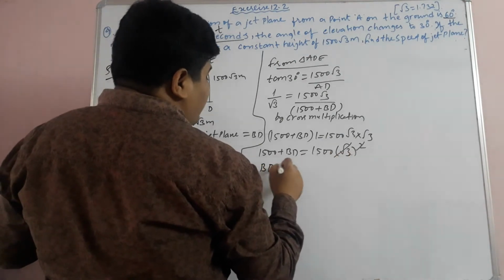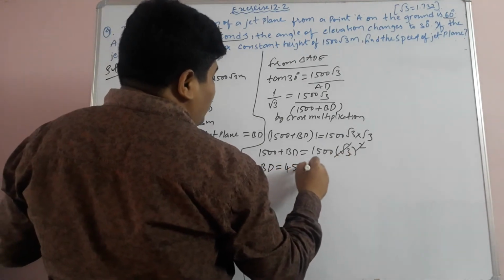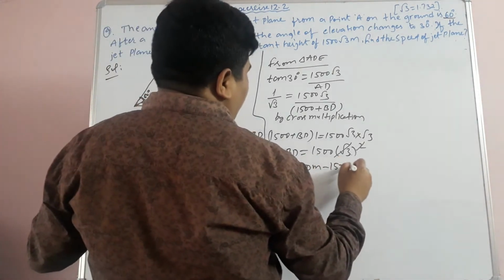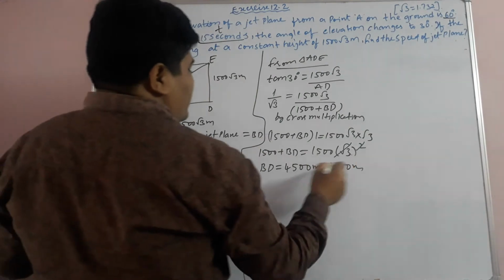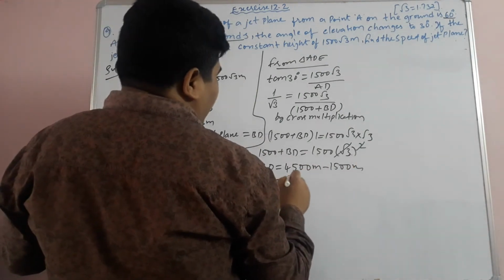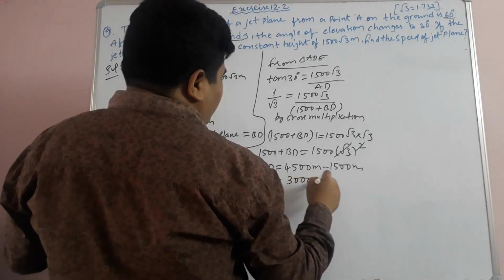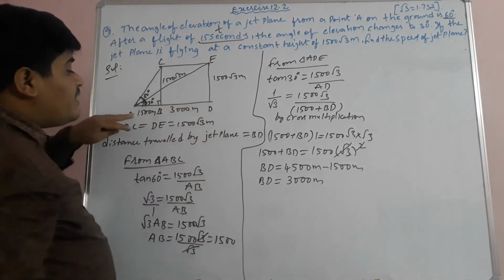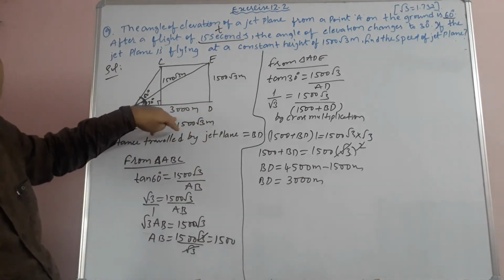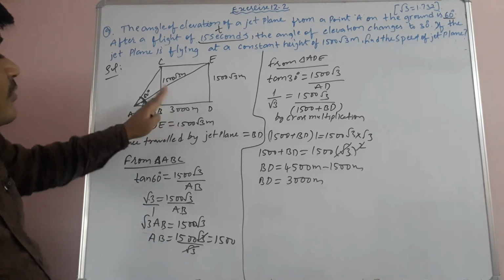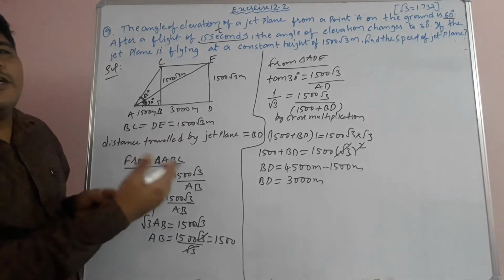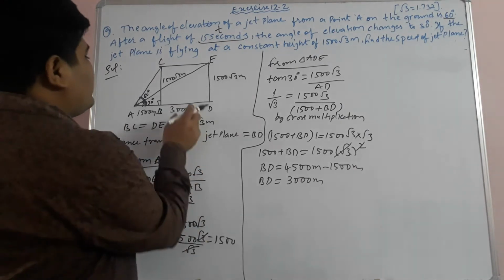So children, then BD is equal to what? 4500 meters minus 1500 meters. So you will get BD as 3000 meters. So children, actually this 3000 meters is nothing but the distance travelled by the jet plane. So that is 3000 meters.